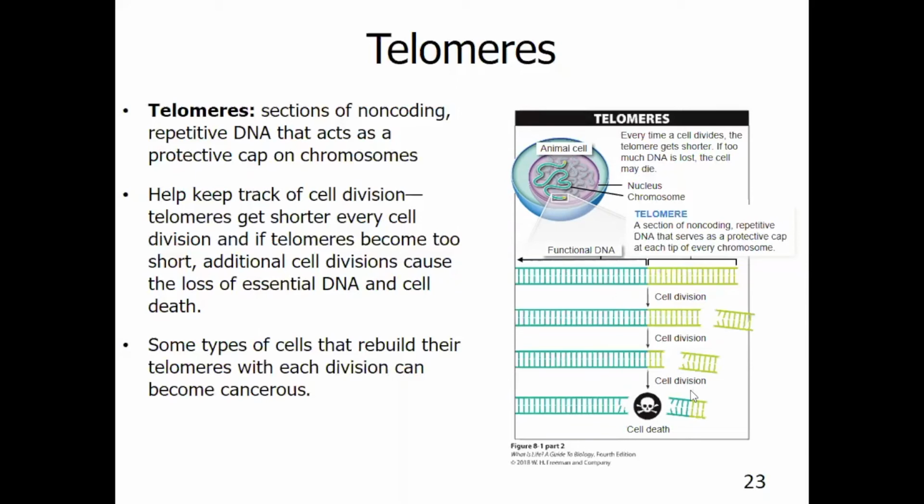So telomeres can help keep track of the number of times a cell divides, and when the telomeres get too short, the cell does not divide further. Some cells have the ability to rebuild their telomeres. So some cells have an extra enzyme that when the telomere gets too short, it can extend it back longer.